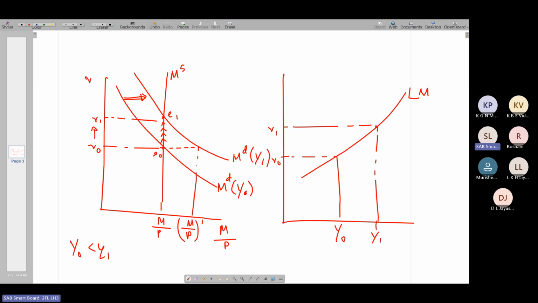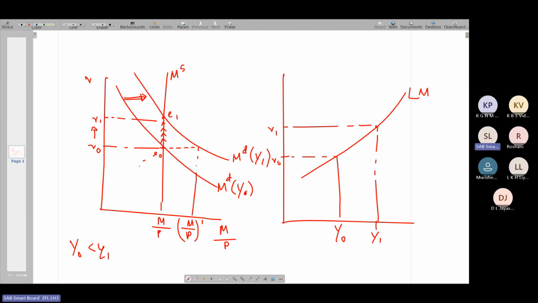This is explained by Keynes, money demand and money supply. So Hicks developed the LM curve based on that. The LM curve is based on the Keynesian theory explanation of money demand. Now what you can observe here is that the LM curve is upward sloping. Why is it upward sloping?